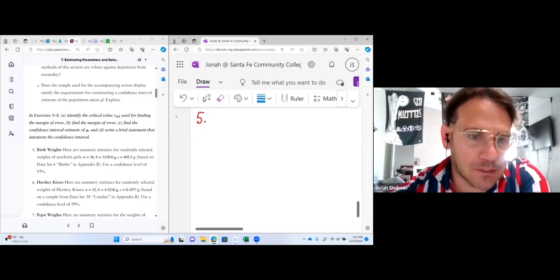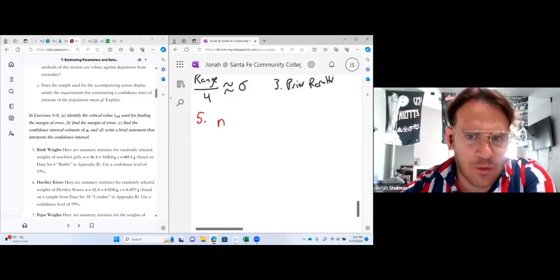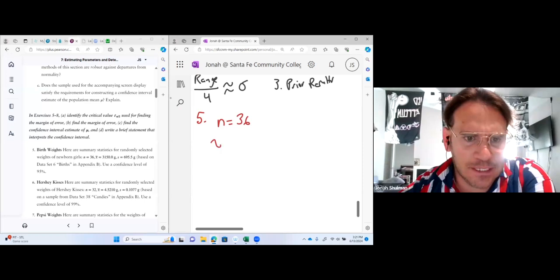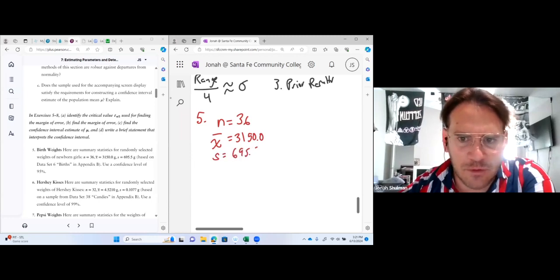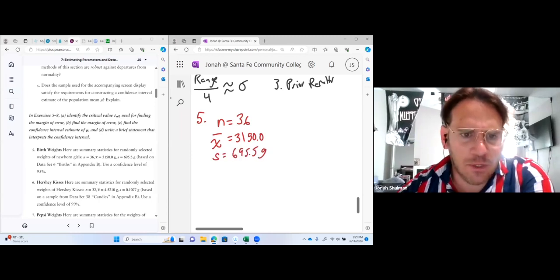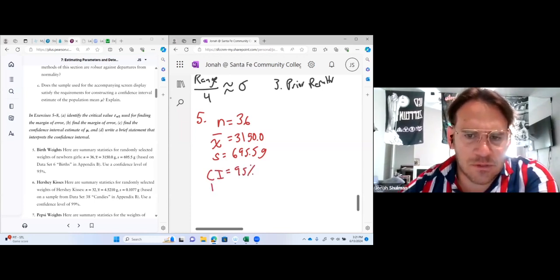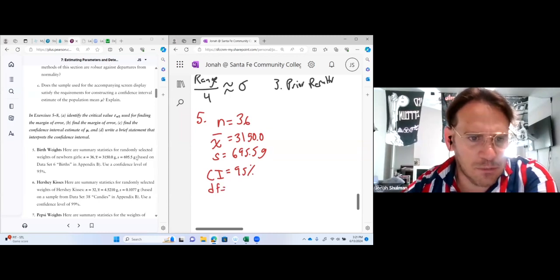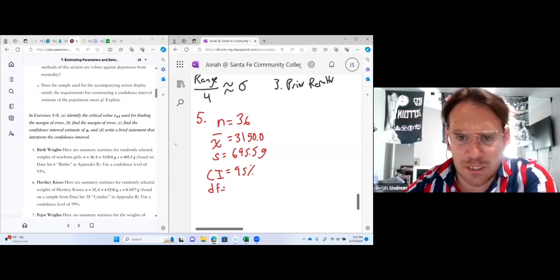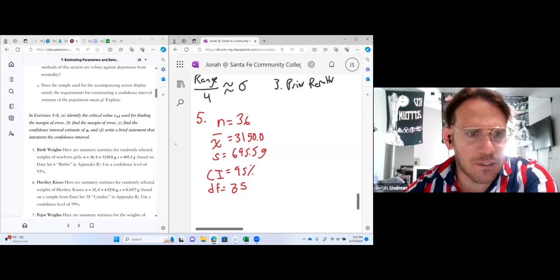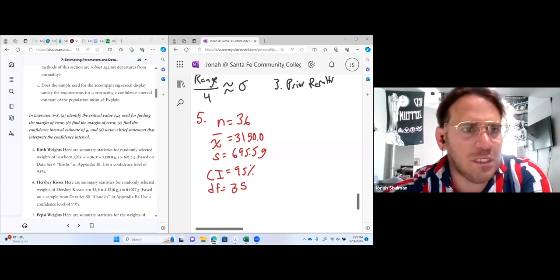So we got birth weights. We have an n of 36, a sample mean of 3,150.0 grams, and a sample standard deviation of 695.5 grams. We want to use a confidence level of 95%. This means our degrees of freedom right away is going to be 36 minus 1, which is 35. That's our degrees of freedom. This is going to give us what we need.